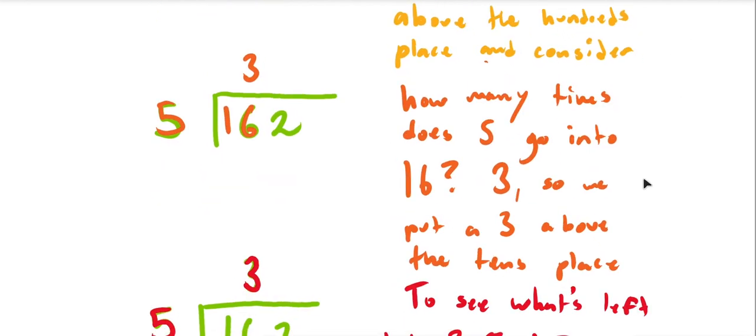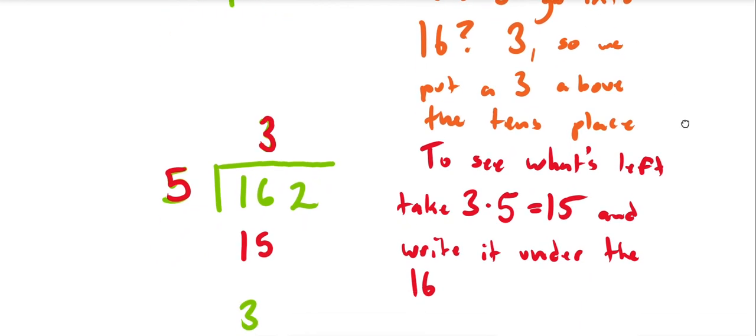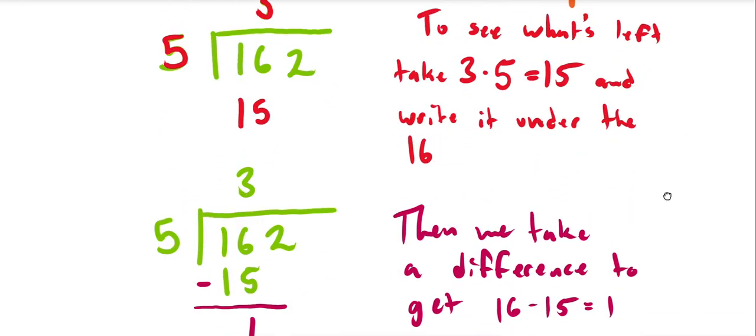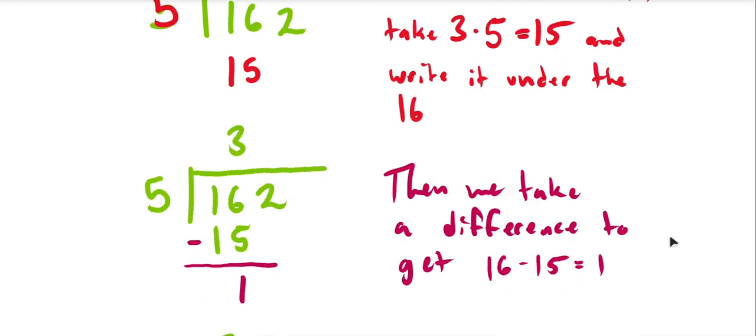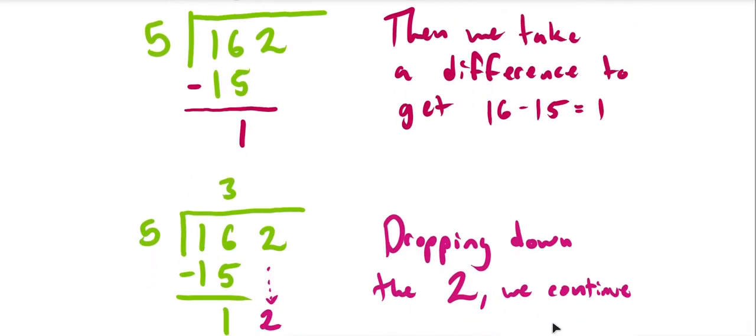So we put a 3 up top, and then we multiply the 3 by the 5, and we put that underneath. 3 by 5 is 15. We write that under our 16. Then we say, all right, I'm going to take the difference and see how many of those I could get out of this number. Minusing 15, we get 1. Then we drop this next number down, and we continue asking our question about, can we fit 5 into that?